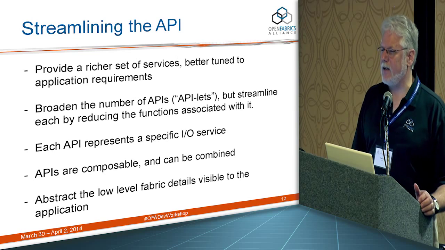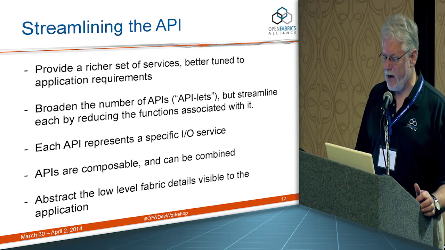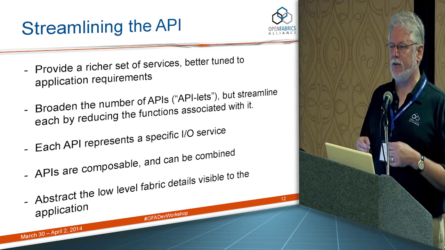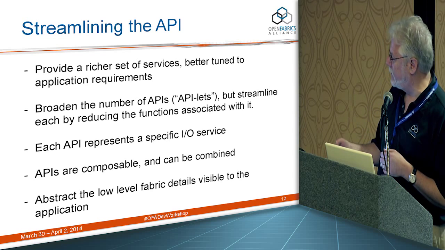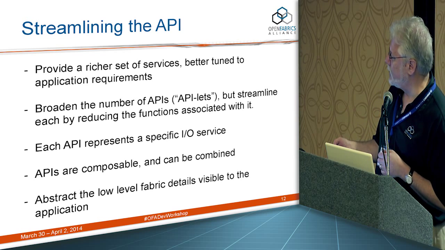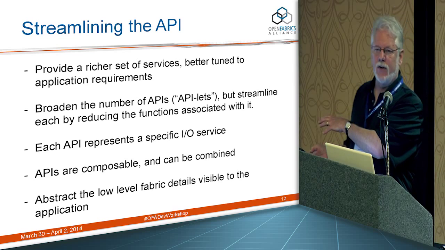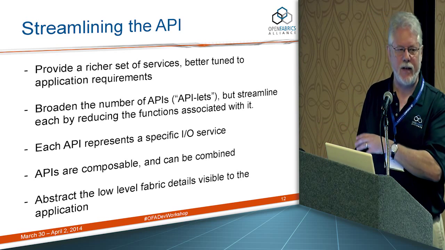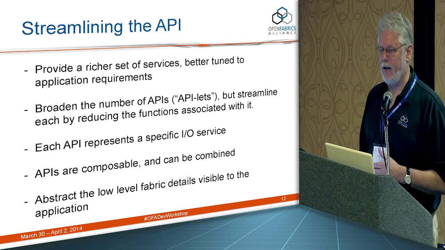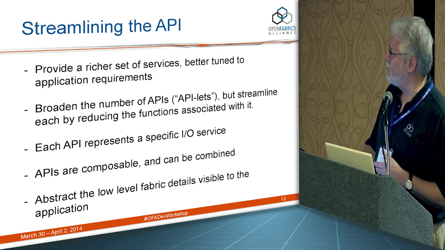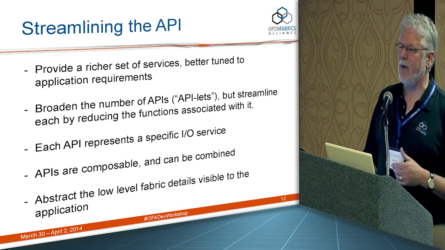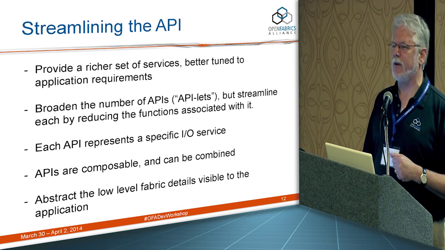So that leads to the idea that maybe we can streamline these APIs, provide a richer set of services. On that previous slide, I showed the set of services. We're limited to whatever set of services are defined by the wire today. That's it. You don't get any more than that. But the question is, can we provide a richer set of services which are better tuned to application requirements?